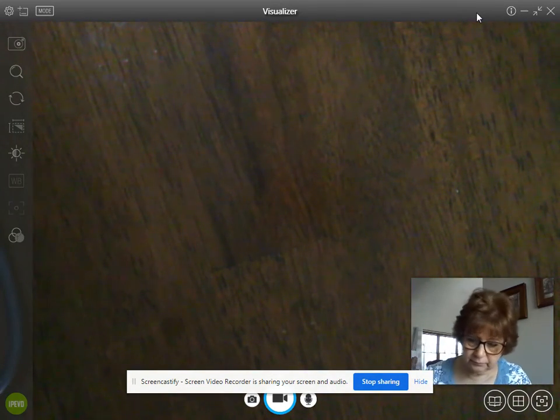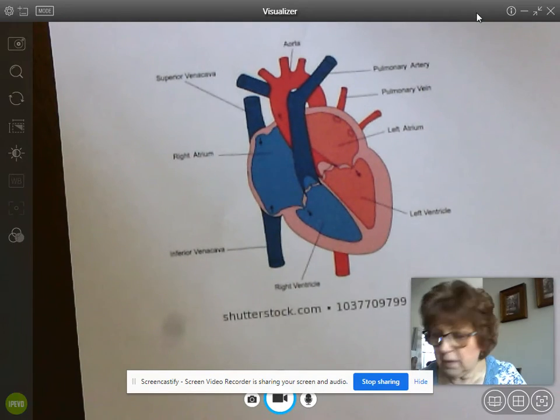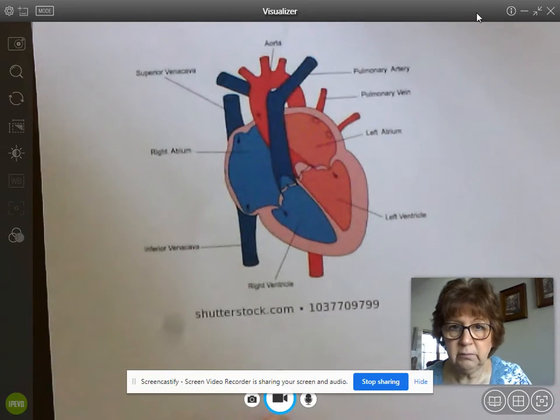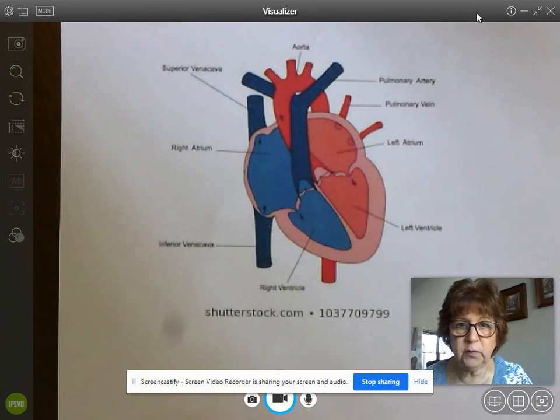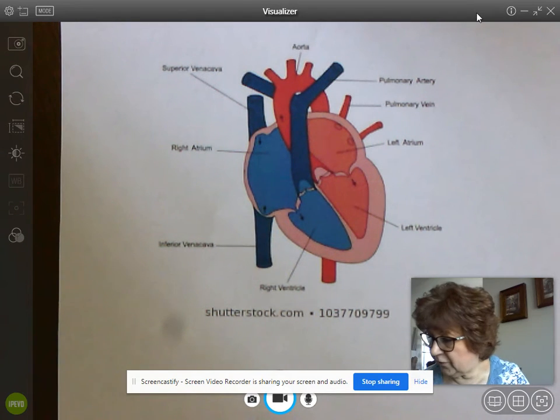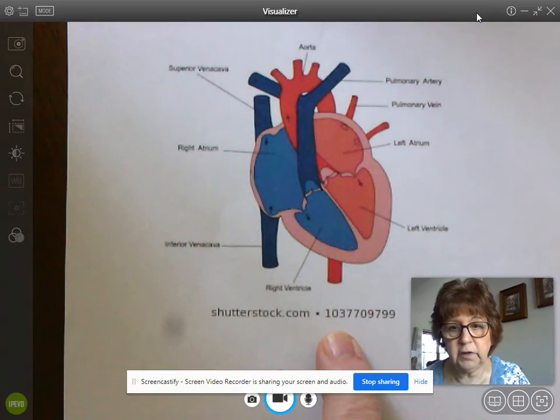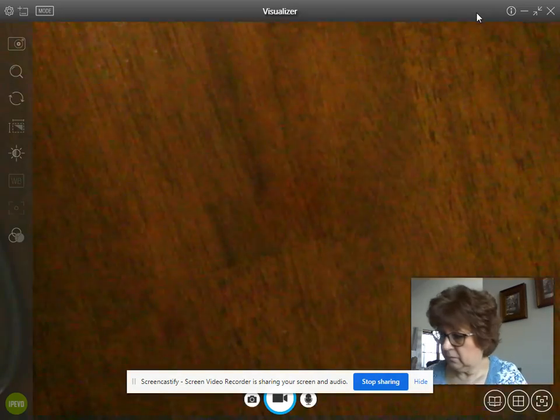And this would be another labeled diagram. So, hey, Frank, you might find this one interesting since you guys listened to your hearts the other day. But it labels all of the different parts of the human heart, okay?